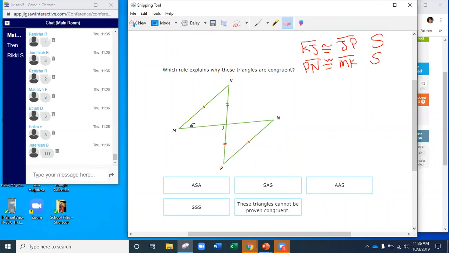We need another side. Do you see the other pair of sides? We don't have a marking, and just because J is the midpoint of KP, it doesn't mean it's the midpoint of MN. So nothing tells us that, but that's a good guess. I like how you're thinking.